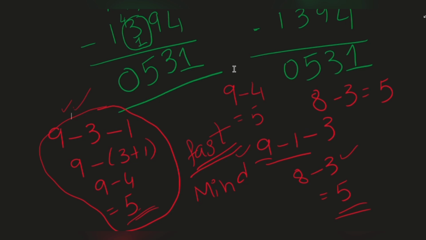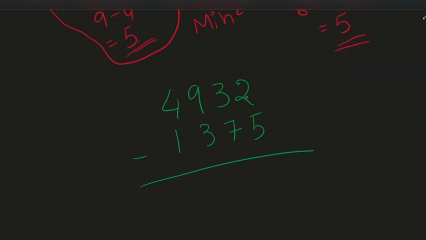Let us take one more number. Okay, 2 is less than 5. You can't subtract. So add 10. 10 plus 2, 12. Make this 2 as 12. As you used 1 here, write 1 here. 12 minus 5, 7. Now this number is 7 plus 1.